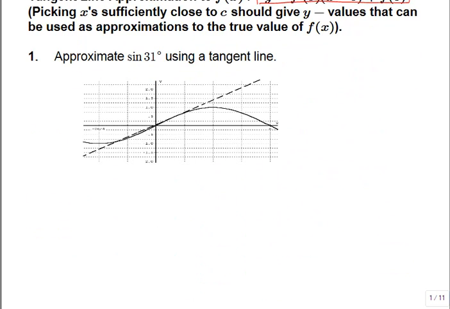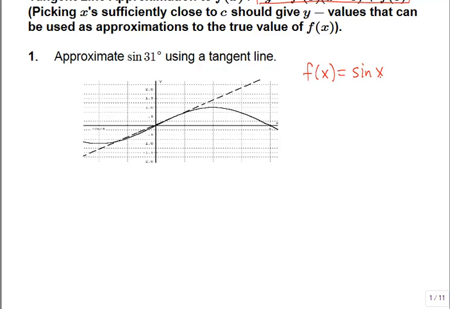So for example, we want to approximate sine of 31 degrees using a tangent line. So what we're going to do is first figure out what our function is and what our good point is, and then we're going to find the equation of the tangent line through that good point. So what's the function that we're dealing with here? Obviously, it's the sine function, right?